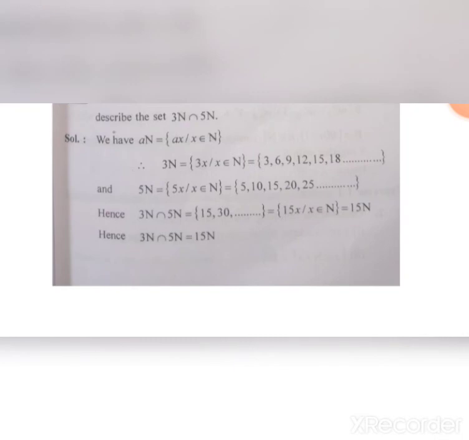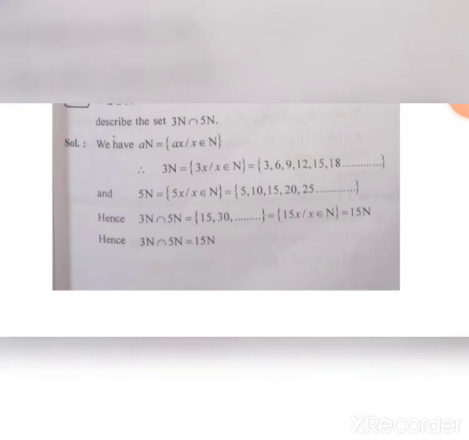Three times the natural numbers, we get 1 into 3 is 3, 6, 9, 12, 15 and 18 and so on. We get all positive numbers. Similarly, 5N equals {5x : x belongs to N}. These are 5 times the natural numbers, that is 5, 10, 15, 20, 25. Just like this, in the combination of elements of 3N and 5N, we look for what is common to both. Here 5 is not common, 10 is not common, 15 is common, similarly 20 is not common, 30 is common, and so on.